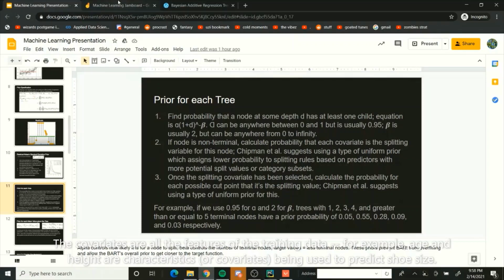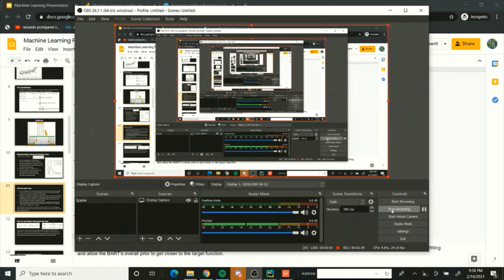So what that means is that, say you have ages ranging from 35 to 40 and heights ranging from 5 feet to 6 feet. Age will have a lower probability of being that covariate because age has only 6 different split values: 35, 36, 37, 38, 39, 40, while height has 13: 5 foot, 5 foot 1, 5 foot 2, 5 foot 3, all the way to 6 foot. And then once the splitting covariate has been selected, just calculate the probability for each possible cut point that it will be the splitting value using a type of uniform prior.